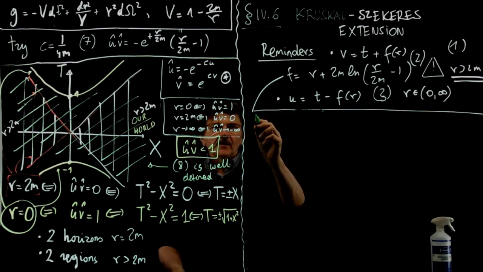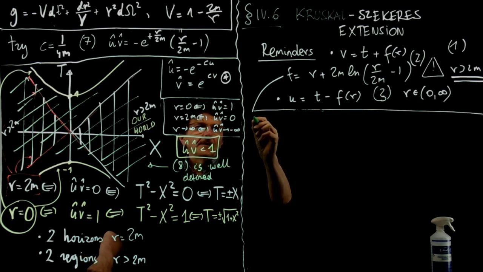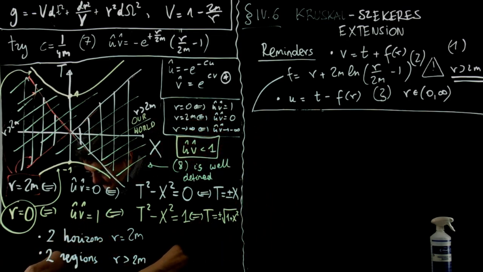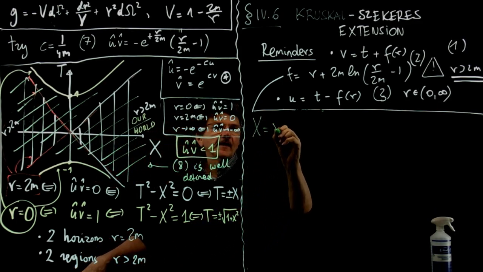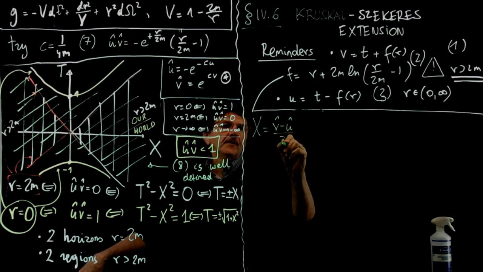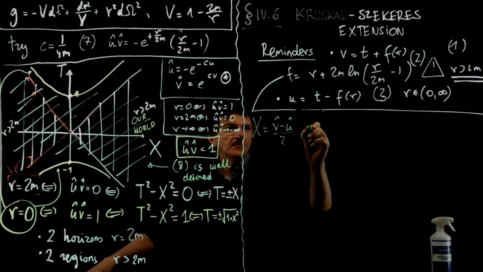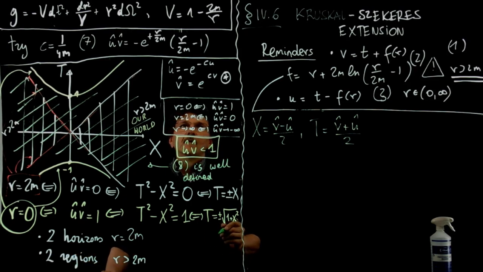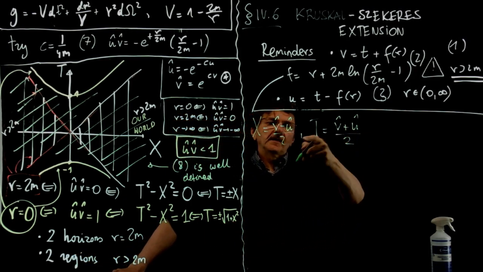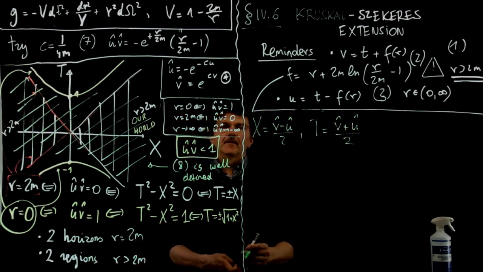Good. So we had a formula for u hat and v hat, which I erased, and I don't want to erase them. So x was v hat minus u hat over 2. t was v hat plus u hat over 2. If we need to invert them, we'll do.